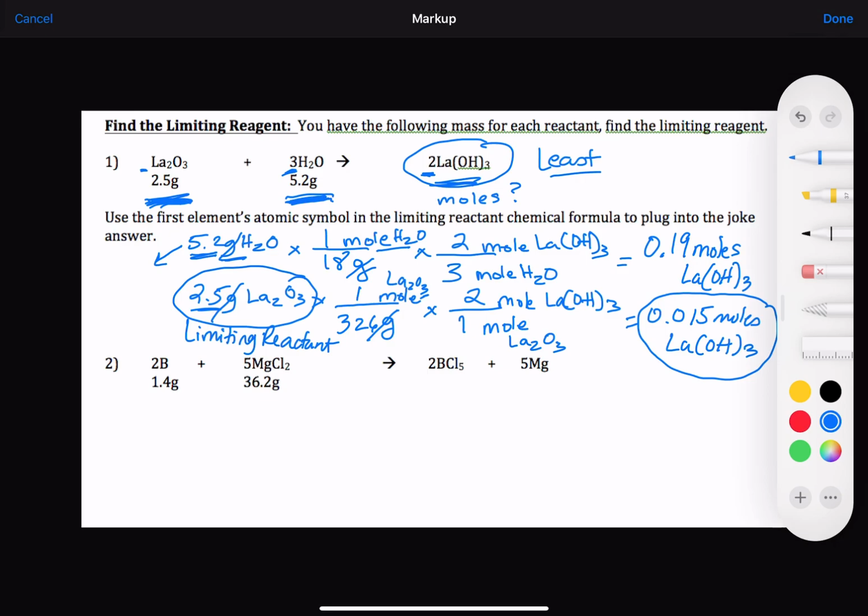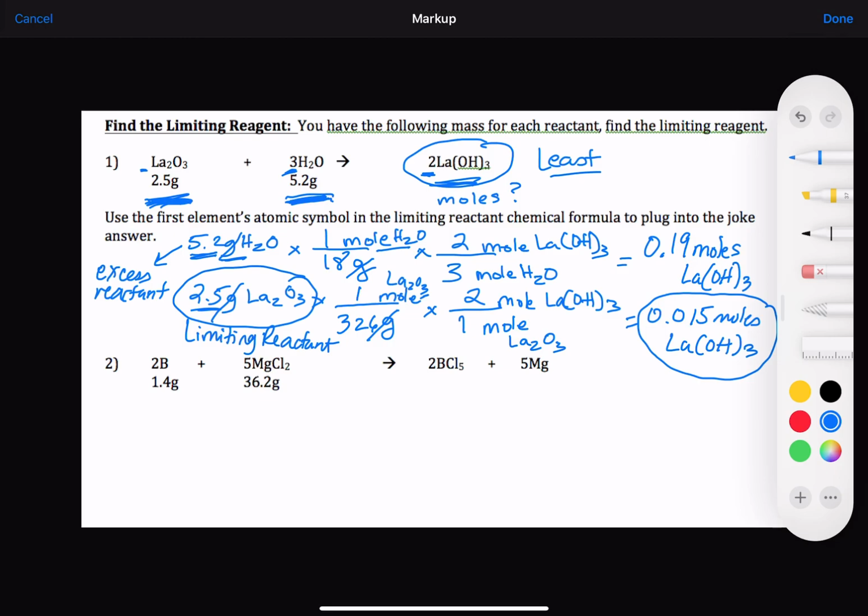I know it doesn't ask for this, but water is the excess reactant. This is what you have excess of. So basically, lanthanum oxide will be your 2 graham crackers, and then water will be your like 5 chocolate bars. You can only use 1 chocolate bar of water, because you don't have enough graham crackers, or lanthanum oxide, to react.